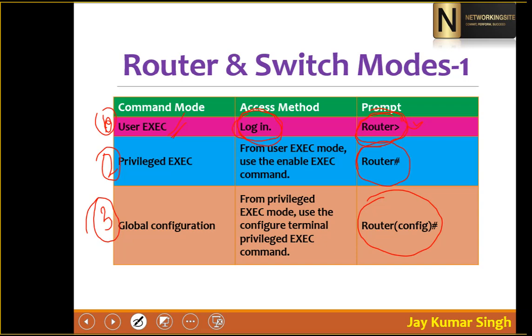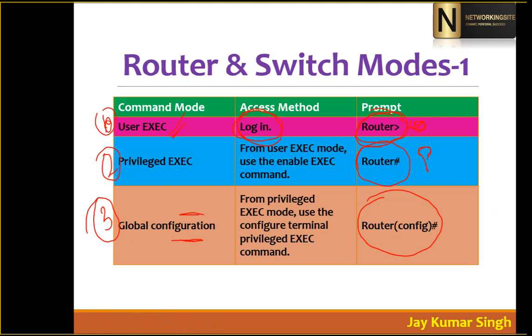User mode is just to log in to the router. When you are in privilege mode, you can monitor the router, check the status of the router, check the configuration of the router, and restart the router. But configuration is only part of global configuration, meaning whenever you want to configure the router you have to come to the configuration mode.